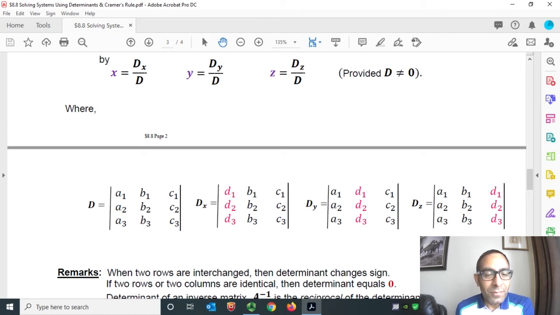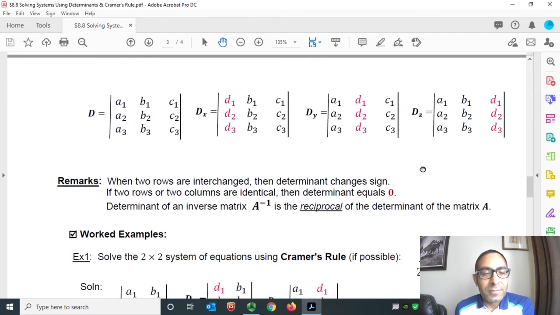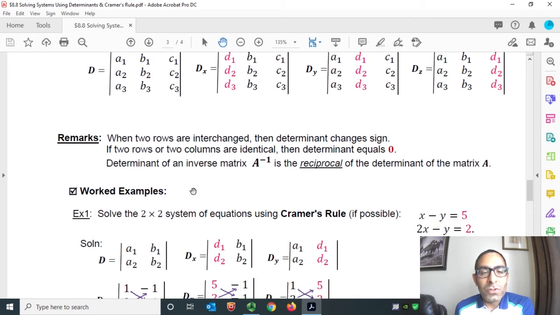Great. Quick remark: when two rows are interchanged, the determinant changes sign. If two rows or two columns are identical, then the determinant equals 0.